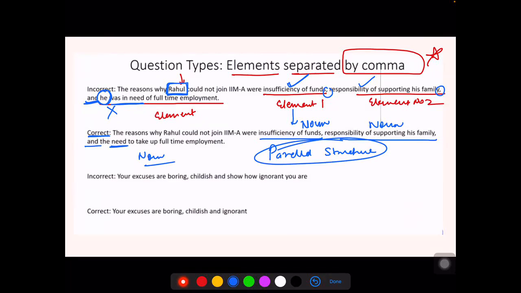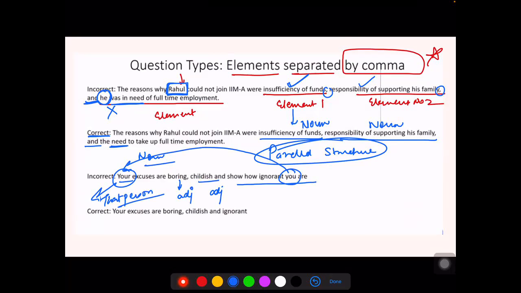Now, let's talk about another example. Here, a sentence is written: your excuses are boring, adjective, childish, adjective, and show how ignorant you are. The word your is a pronoun, talking about this person. Already we have started our sentence with your excuses, so ultimately it refers to that particular person. That is very clear. But we are specifically talking about how your excuses are boring, childish, so they should be ignorant, right? We can't use 'how ignorant you are', which is typically a very different sentence.